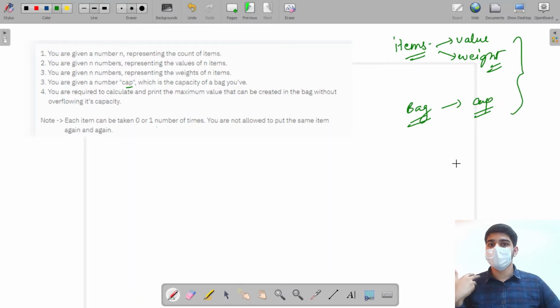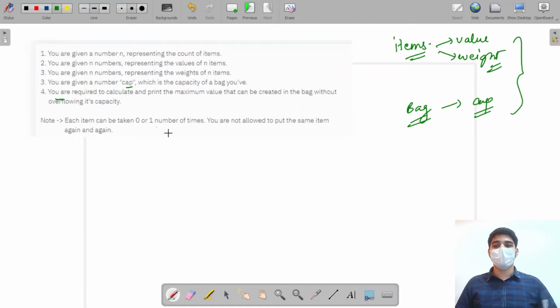Okay. What does the question want from us now? It says that you are required to calculate and print the maximum value that can be created in the bag without overflowing its capacity. What does this mean? From the given set of items, you have to pick items such that the summation of weights of the set that you are making is smaller than or equal to the capacity being provided. Then only you would be able to fit those inside your bag, right?